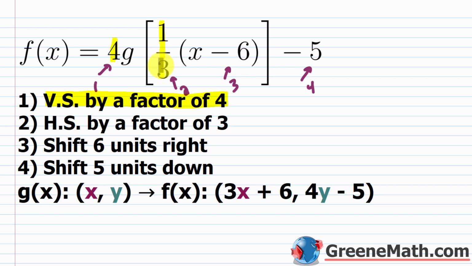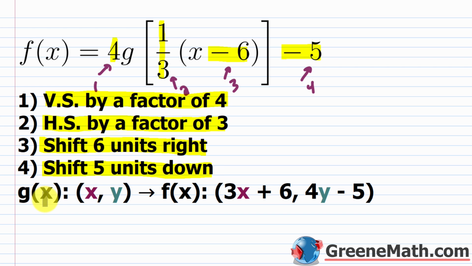So we're doing this first. So how do I undo multiplication by a third? I want to multiply by 3. So that's going to be a horizontal stretch by a factor of 3. Then I'm going to come on the inside of the parentheses here. How do I undo subtracting away 6? Well, I want to add 6. So I'm going to shift 6 units right. Then coming back outside, now I have this minus 5 to deal with. That's very straightforward. I'm just going to shift 5 units down.